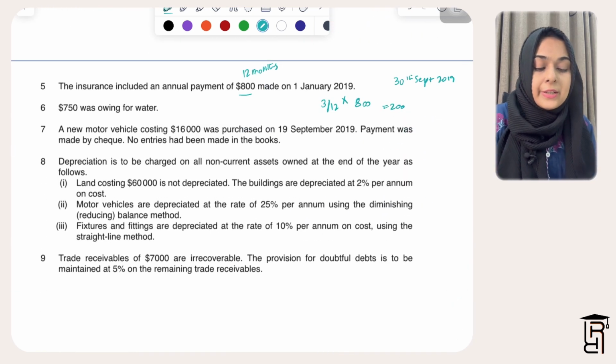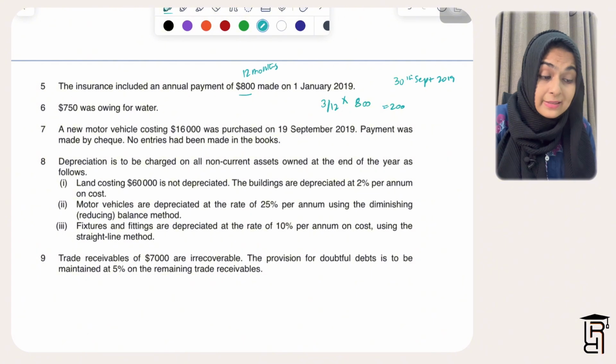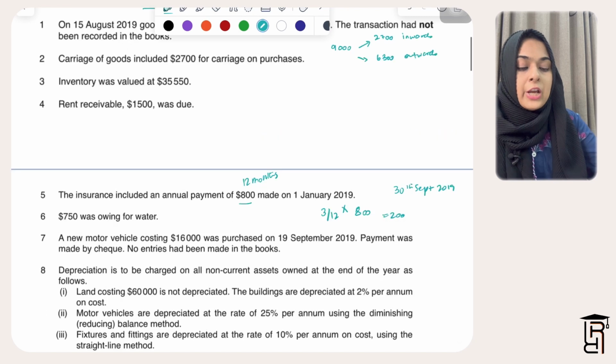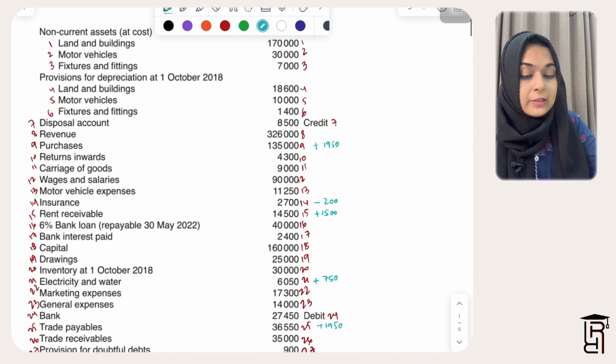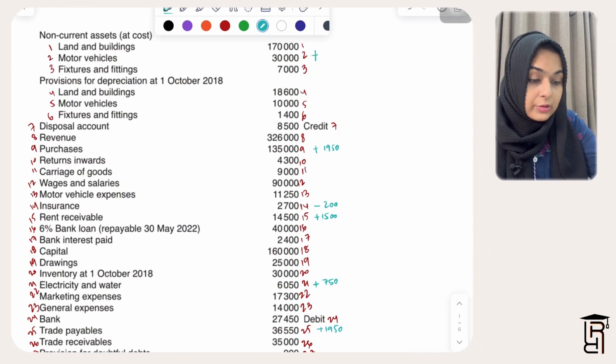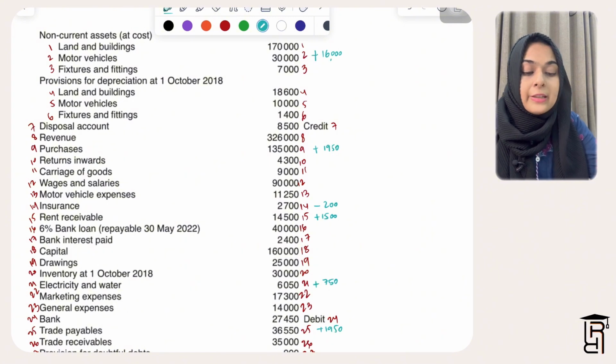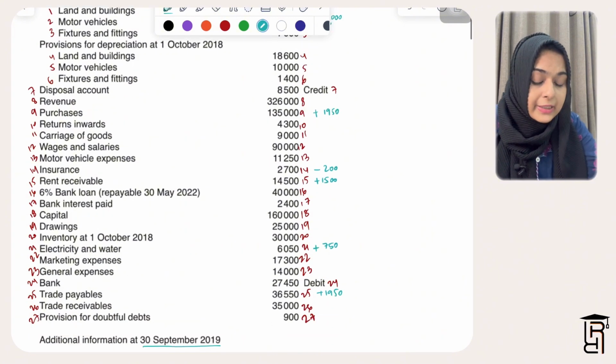Okay, so the next point here says a new motor vehicle costing 16,000 was purchased on 19th September 2019. So that means that is during the year. Payment was made by check. No entries had been made in the books. So when you are buying a new motor vehicle, you need to add this 16,000 to the second value here, for a new motor vehicle. That means motor vehicles cost will increase because of this.